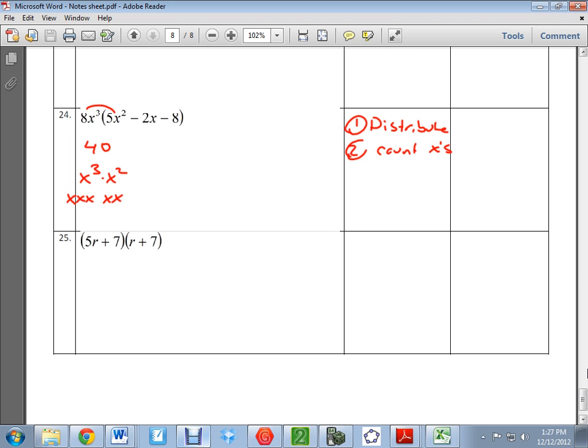How many x's is that altogether? That is 5. You don't multiply, you just add. Right, you add up the exponents. X to the 3rd times x squared is x to the 5th, because there are 5 of them. 8 times negative 2 is negative 16. X to the 3rd times x is, there are 3 x's, and then 1 more makes x to the 4th.